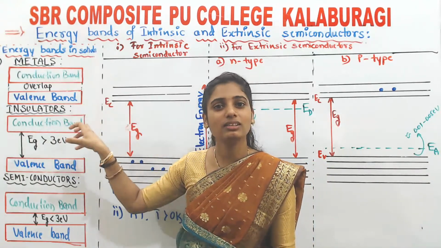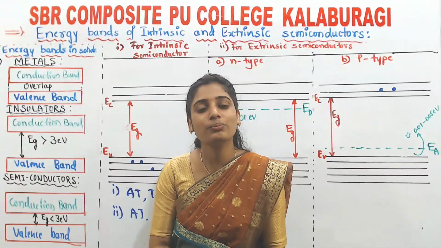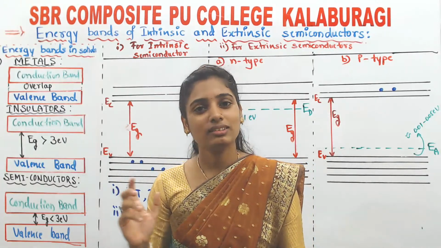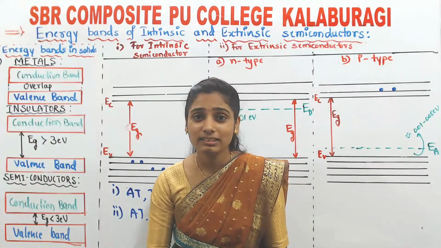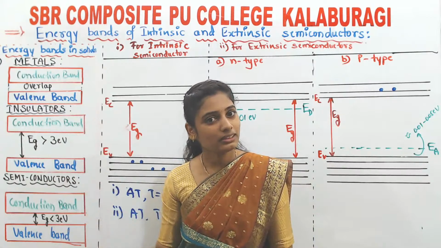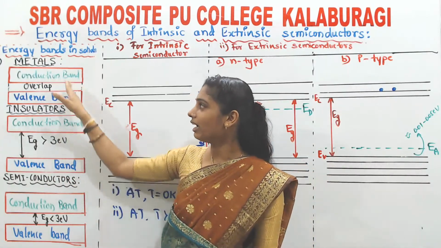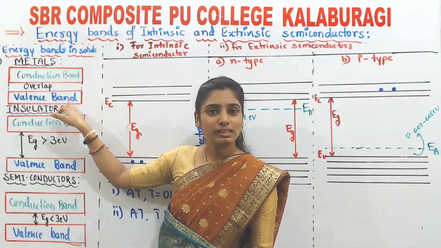Why? Because those are the bands which give the electrons for the conduction. Here our prime importance is to study conduction. In semiconductors we are studying conductivity, so for that we need electrons from the valence band. That's why we are focusing on the valence band. Inner bands are also there, but we are just considering the valence band and the conduction band which exists after the valence band.